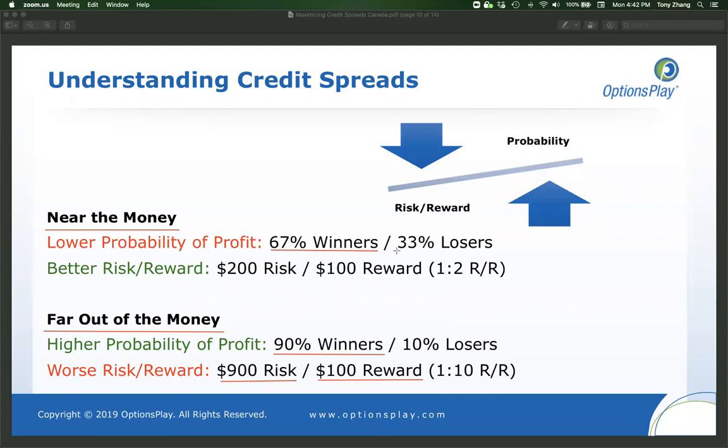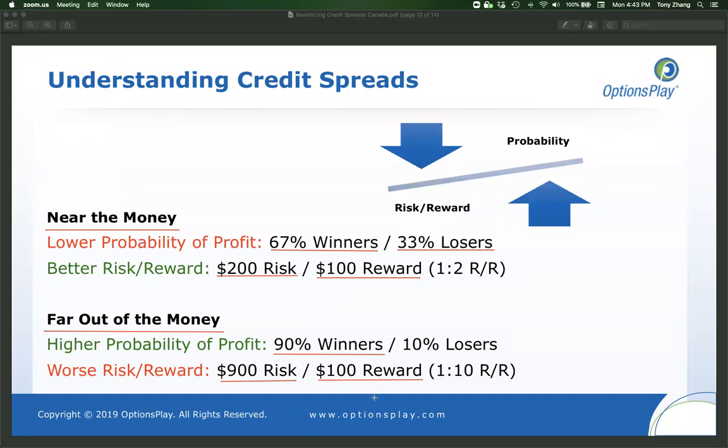Versus if you sold credit spreads that are near the money, you might only have 60 to 70% winners, but for every $100 in income that you receive, you're typically only risking about $200. Now that's much easier to swallow when you have those types of trades where you might win on 3 trades of collecting $100 and on the 4th trade you lose $200. You're still in the black.